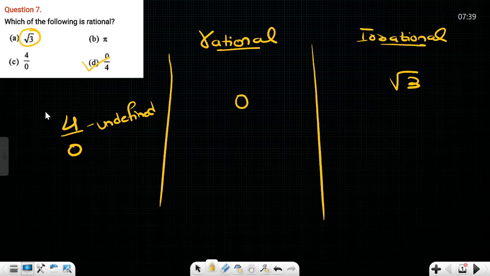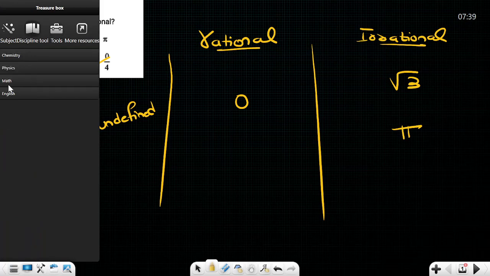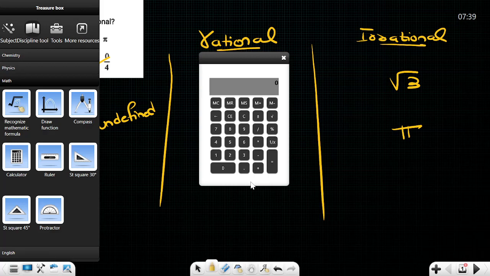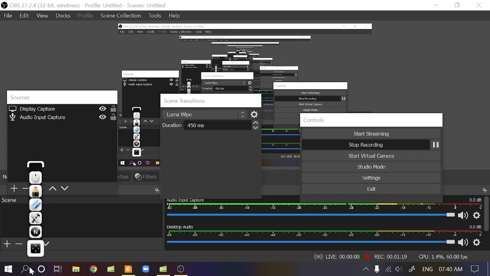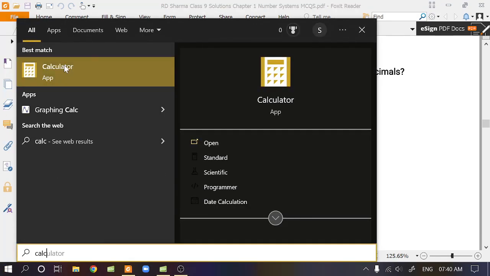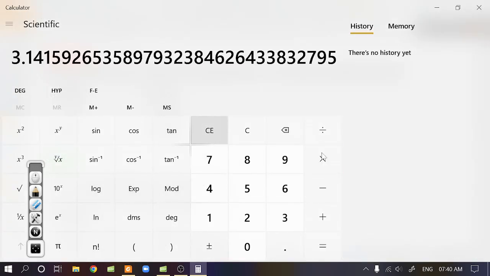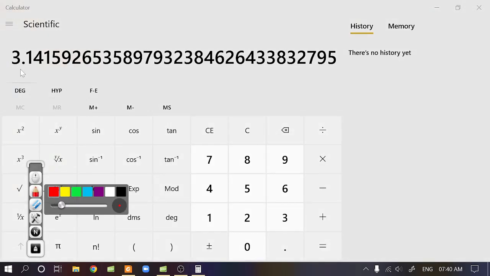Now, what about option B? Pi is there, na? Pi is called a famous irrational number. Its value is 3.14. If you want to see it properly, I can show you on the screen. Is there pi over here? No, there is no pi. I will show it. One second, just give me time. Yeah, this is the pi value.